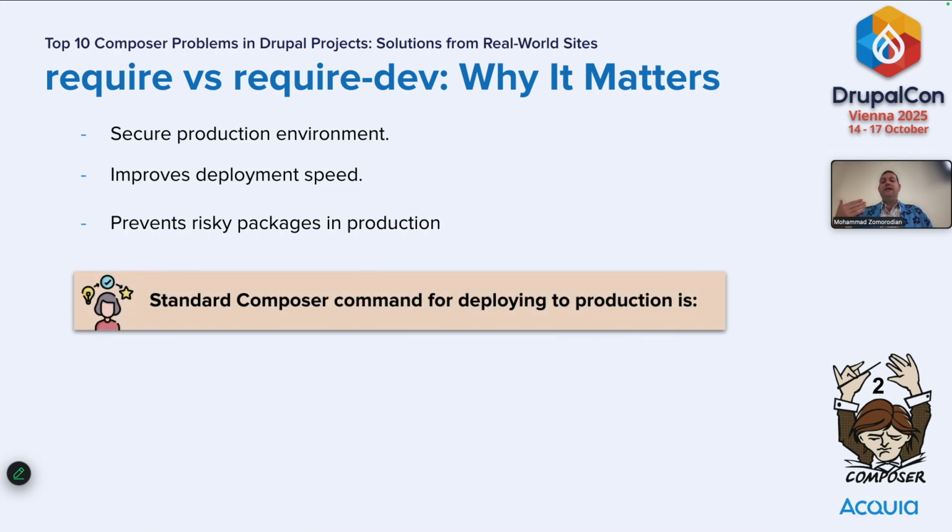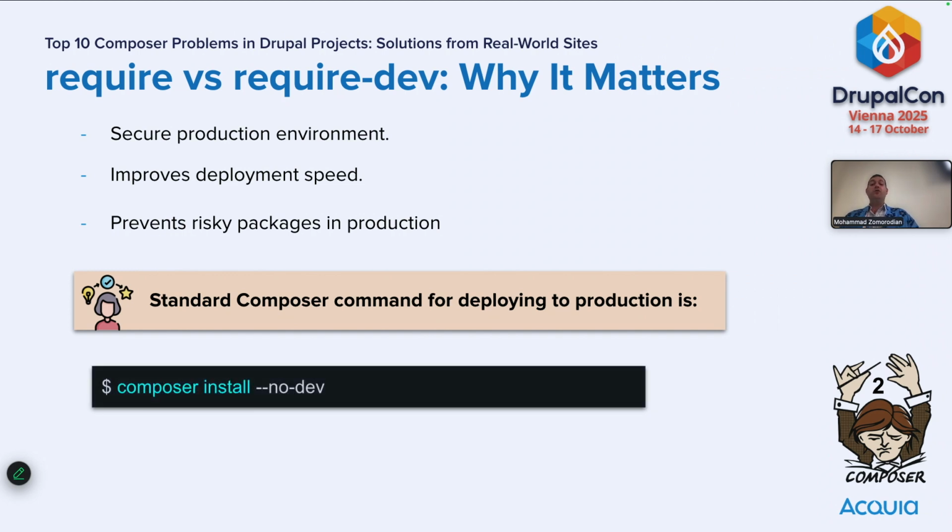The standard command that you need to run in your CI/CD process, or manually on your machine before you push, is composer install --no-dev, which excludes all of those development packages from your composer.json.